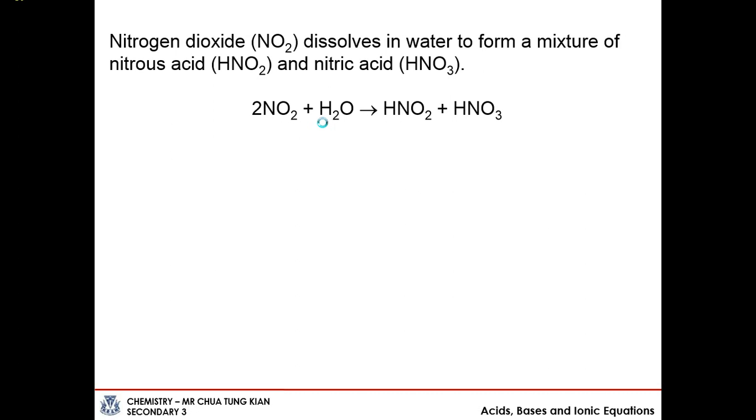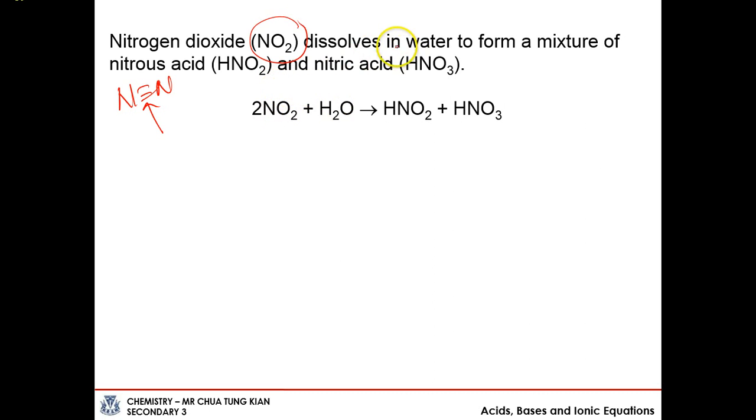Nitrogen dioxide formed through industrial processes can also dissolve in water to form a mixture of nitrous acid and nitric acid. So NO2 is mainly formed in car engines, because the very high temperature in the car engines can allow the very strong N triple bond to break and react with oxygen to give you NO2. So NO2 is released into the environment.